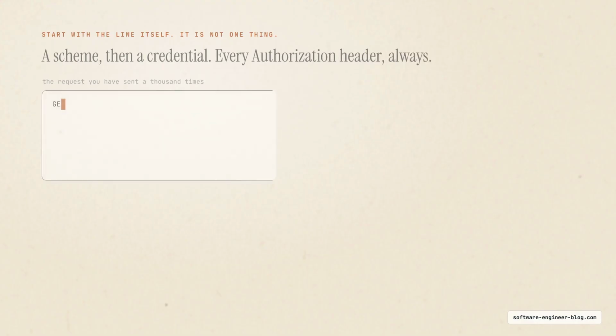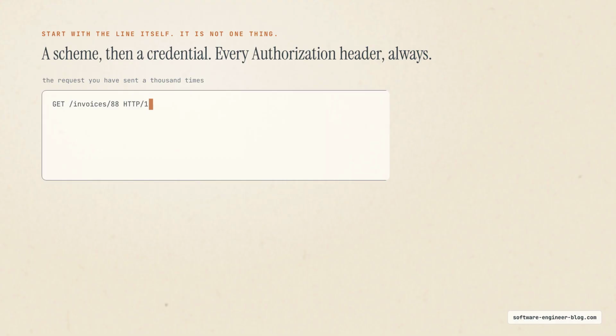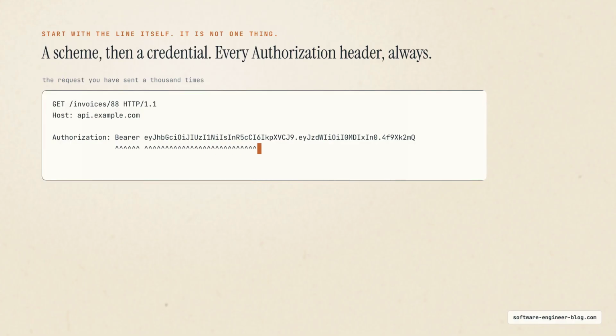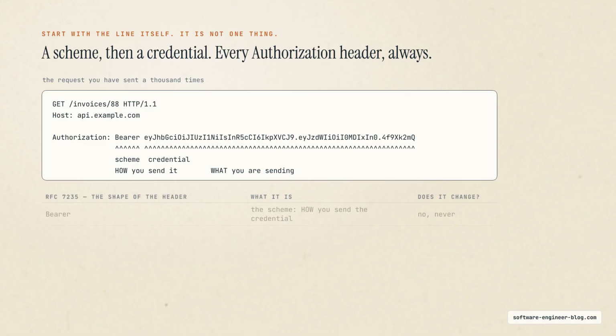So the line itself. Here is the thing most people never notice. That is not one thing, it is 2. The word bearer is the scheme. The scheme says how you are sending the credential. It does not change, it is not secret, and it is the same fixed keyword in every request your app will ever send. The long string after it is the credential. That is the actual secret, the thing that identifies you, that you must not leak, and that expires. This split is not a convention somebody invented for JWTs. It is RFC 7235. The authorization header is always a scheme, a space, and then some credentials.